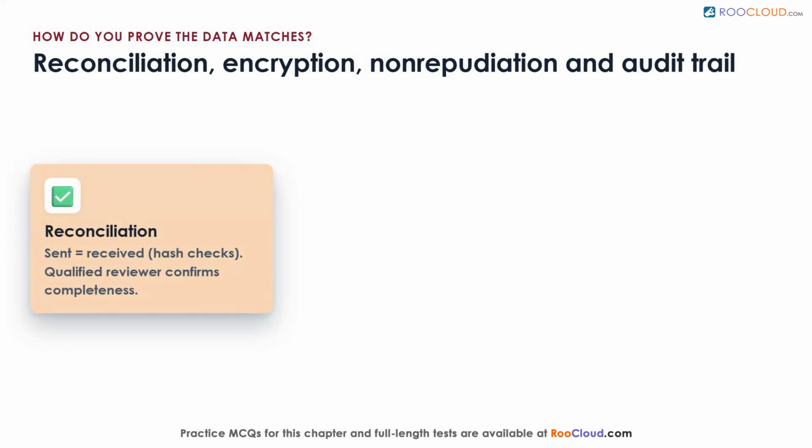Next comes reconciliation. The data on the sending side must match the data on the receiving side. Automated checks are best, often using cryptographic hash values, but there should always be some way to confirm completeness and accuracy. And a qualified person should review it for any real differences.